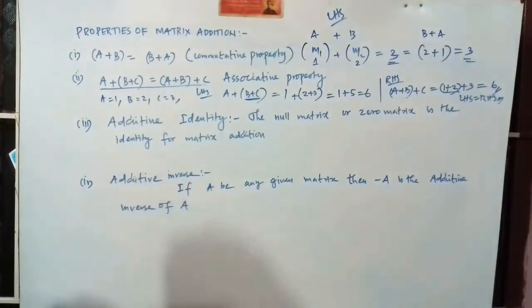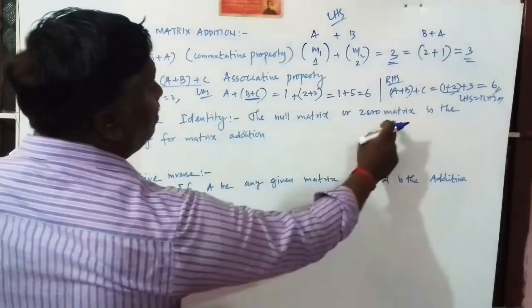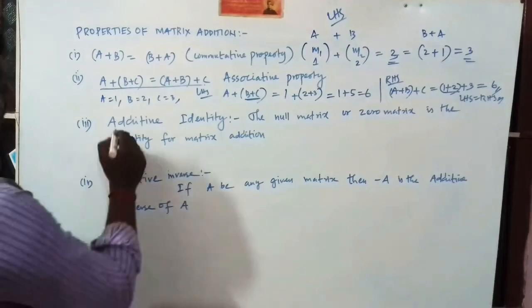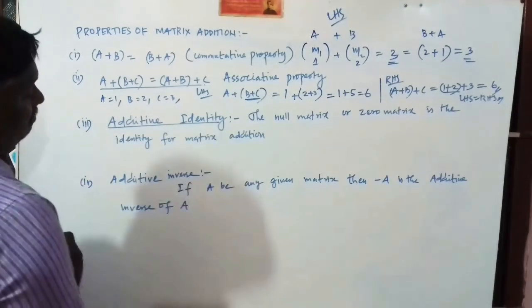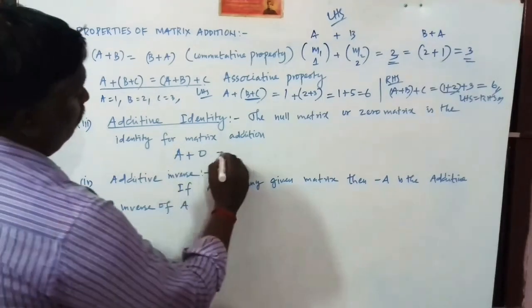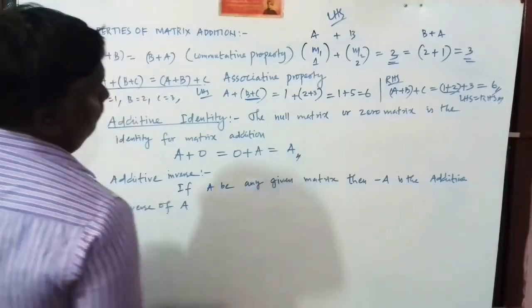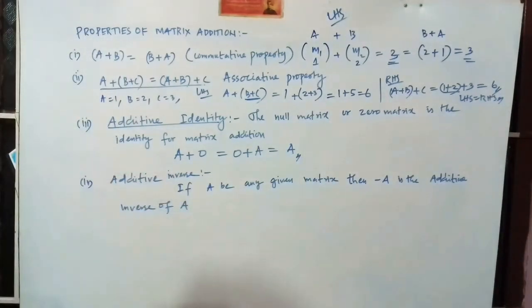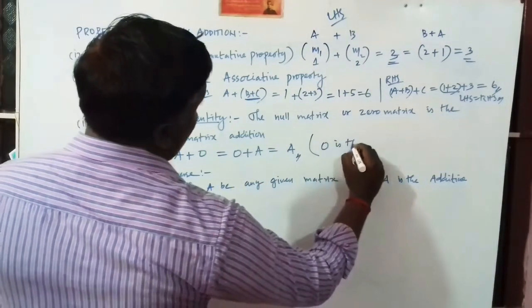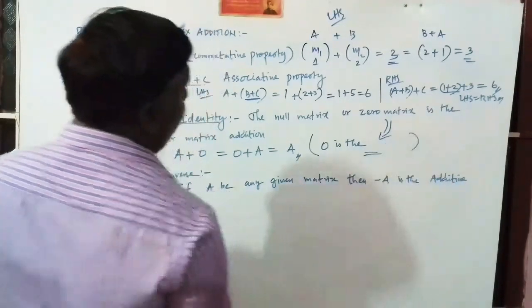Third one is additive identity. The null matrix or zero matrix is the identity for matrix addition. Additive identity means a plus any zero matrix: a plus 0 equal to 0 plus a equal to, what is the value? A. That's it. A plus 0 equal to 0 plus a equal to a, where 0 is the zero matrix.